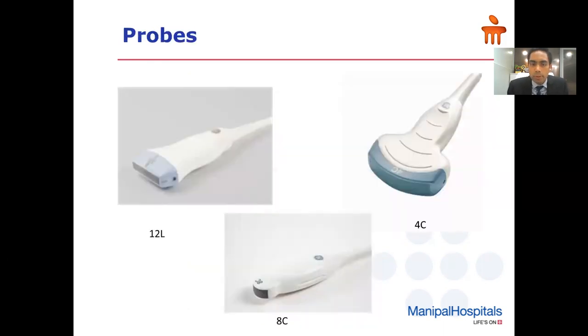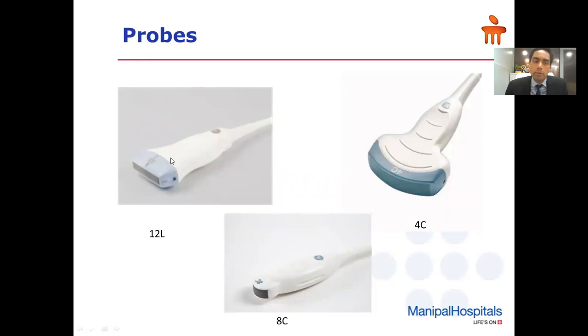Now, which probes do you use? You can use any probe you have in your department. These are the three main probes which are used. The first one is called linear probe, which is a high frequency one. The other one is called curvilinear probe, which is a low frequency one. And this is called microconvex probe, which is in between frequency.